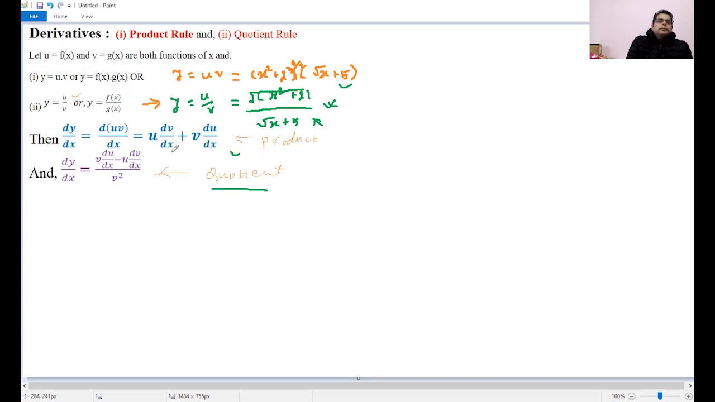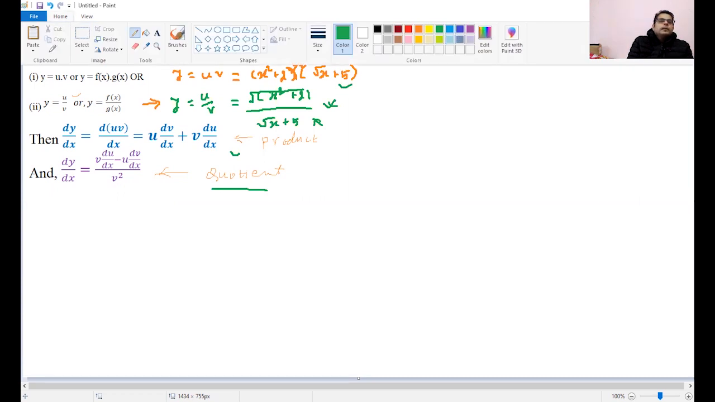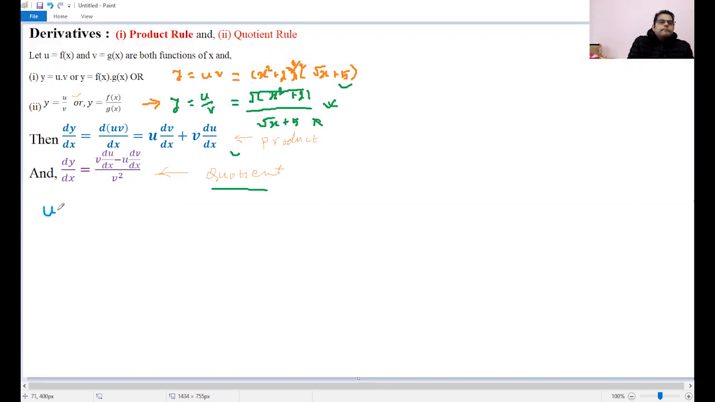So also, before going on to explain further about these rules, here you can see it is given that u equals f(x). So if you find the derivative of u, you can say du by dx equals df(x) by dx, which means you can write f dash x, and it can also be written like this: u dash equals f dash x.